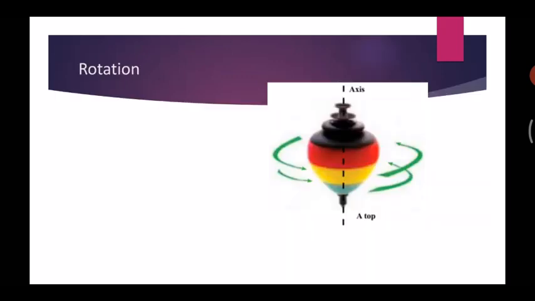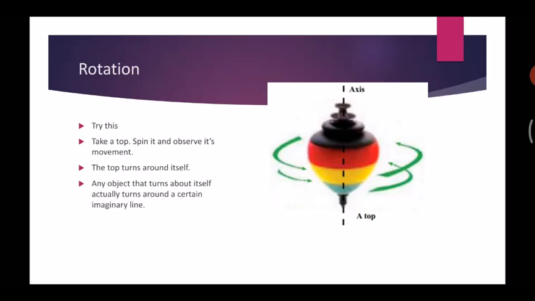So first we will learn about rotation. Let's first understand the term rotation. For this, let's try the activity. Take a top, spin it and observe its movement. The top turns around itself. Any object that turns about itself actually turns around a certain imaginary line.